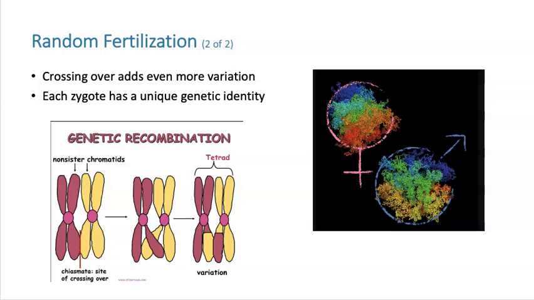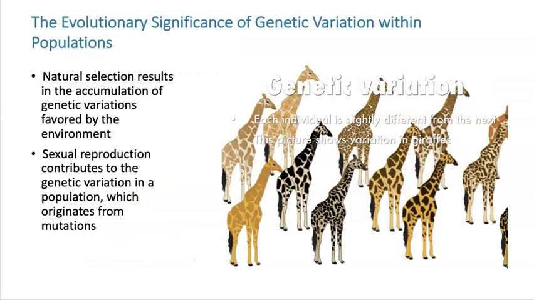So, that said, each zygote has a unique genetic identity, and we can take a look at the bigger picture and think, well, evolution, which we'll talk about later in the semester, evolution acts on genetic variation within a population. Natural selection is the accumulation of genetic variation depending on whatever is favored in a particular environment. So sexual reproduction contributes to that genetic variation on those 3 levels that we just talked about. And without that kind of genetic variation in a population, you would not be able to have evolution.